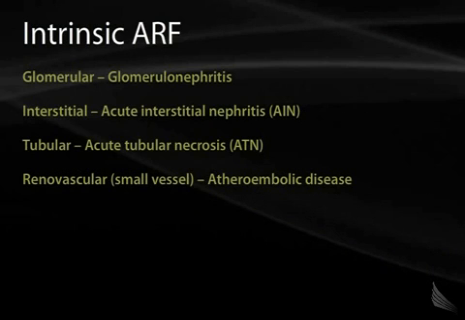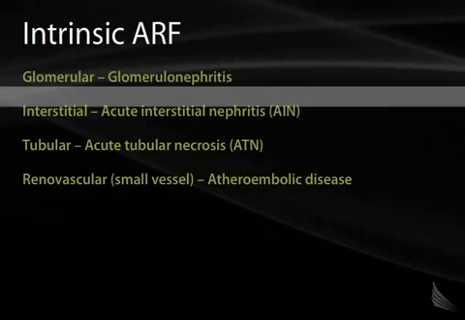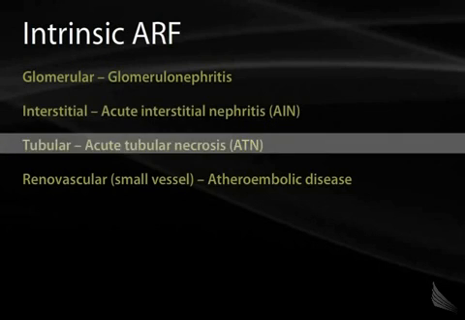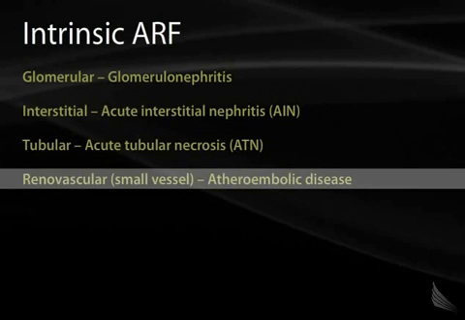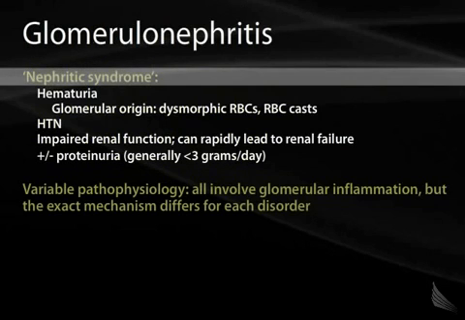Intrinsic renal failure can be divided by the different components of the kidney tissue, specifically the glomerulus, the interstitium, the renal tubules, and the renal vasculature. Glomerulonephritis reflects inflammation of any portion of the glomerulus, most specifically either the capillary bed or glomerular basement membrane. The manifestations are what would be expected with damage to either of these.